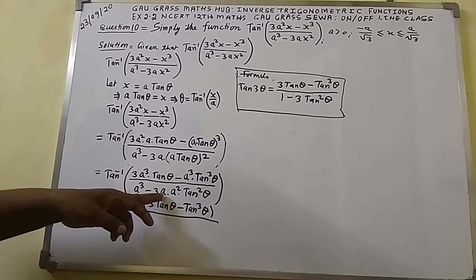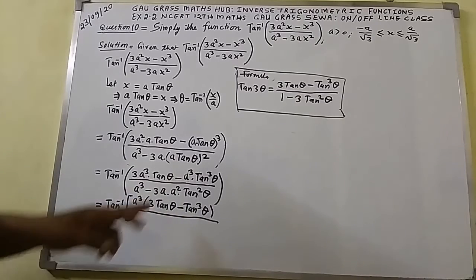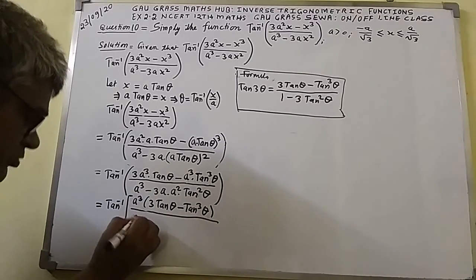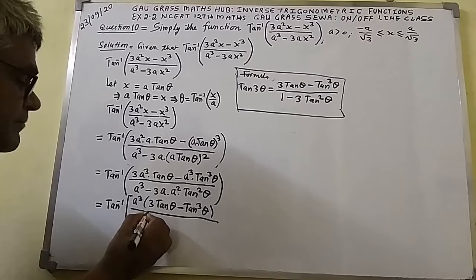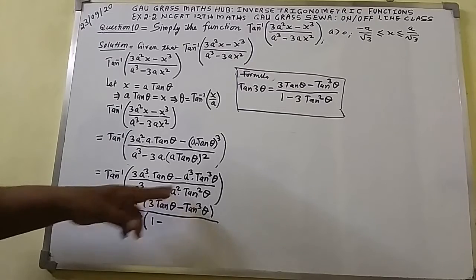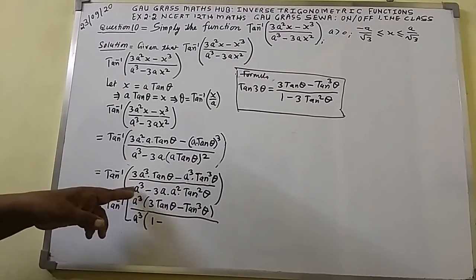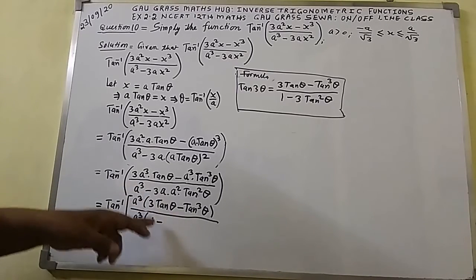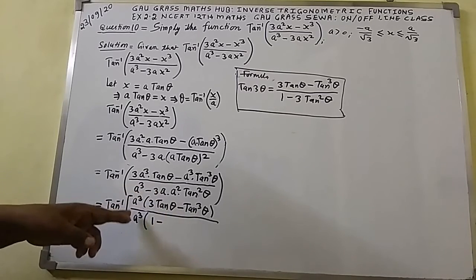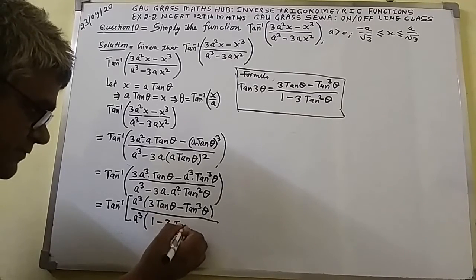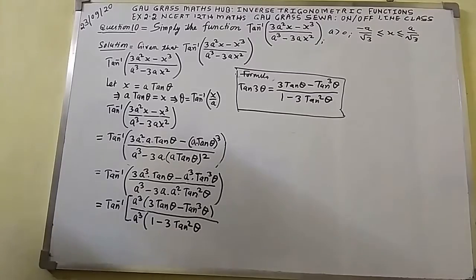This term will also become a cube because a will multiply to a square. So here a cube, here a cube. So here also you will take a cube as a common. So in bracket it will become 1 minus here a dot a square. So a cube has been taken as a common. So in first term it will become 1 minus, here a cube has been taken as a common, so only it will become 3 tan square theta.